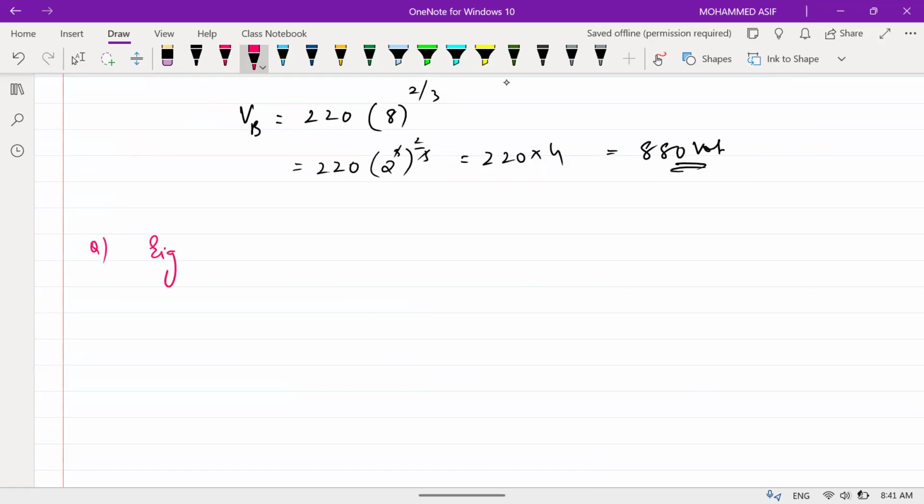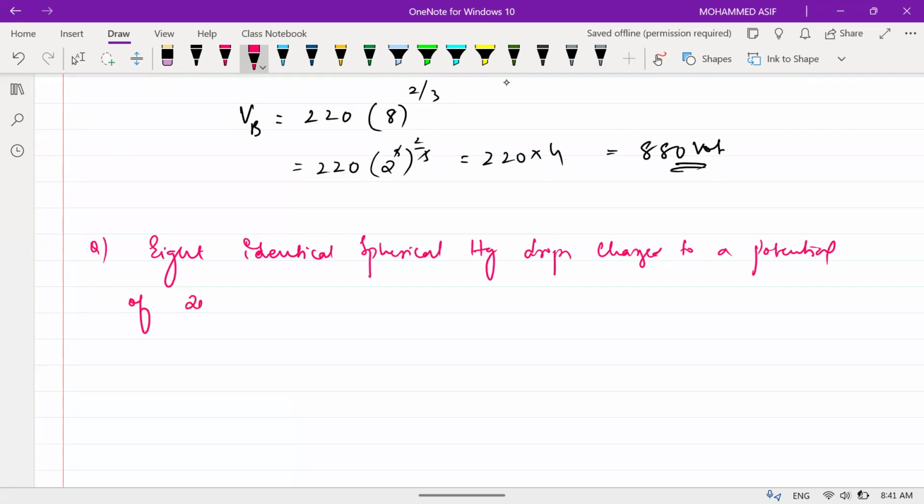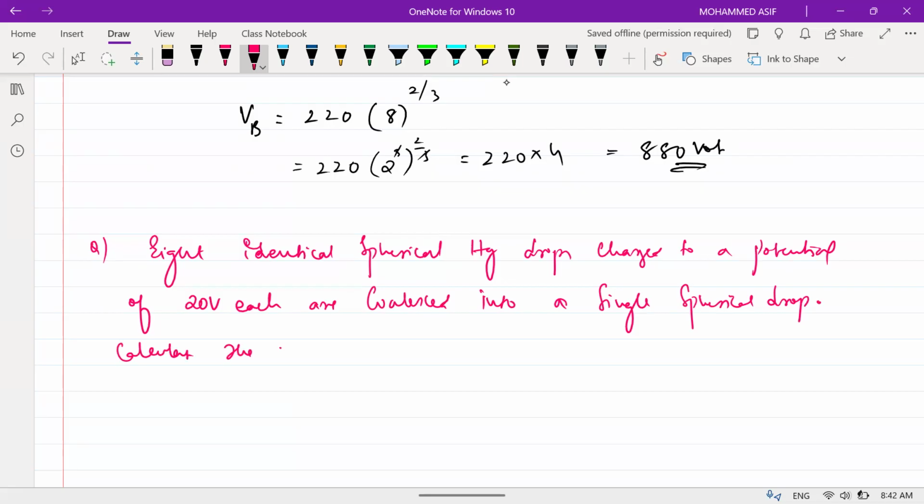Now say for example, if I say 8 identical spherical mercury drops, okay, are charged to a potential of 20 volt each, okay, and are coalesced into a single spherical drop. So tell me the answer. Calculate the potential of the single drop. Faster.